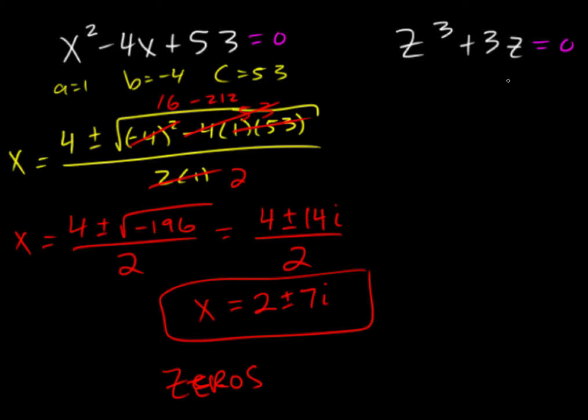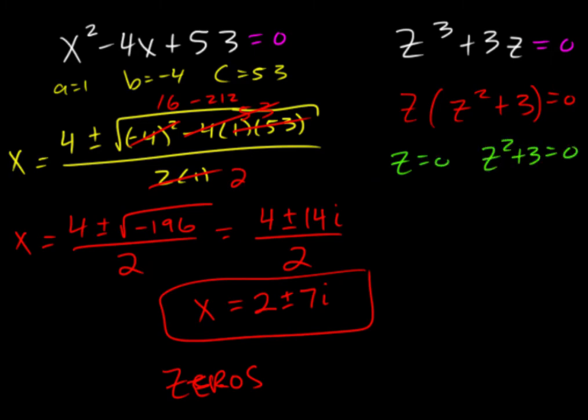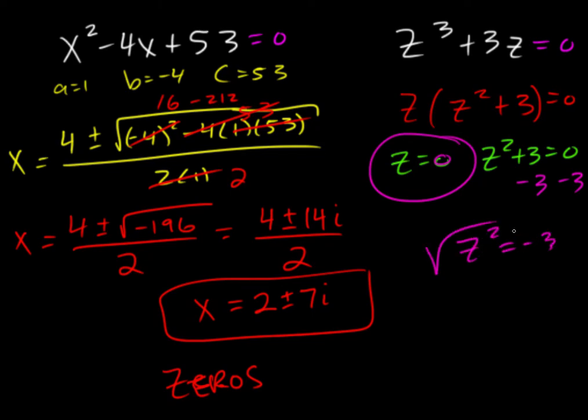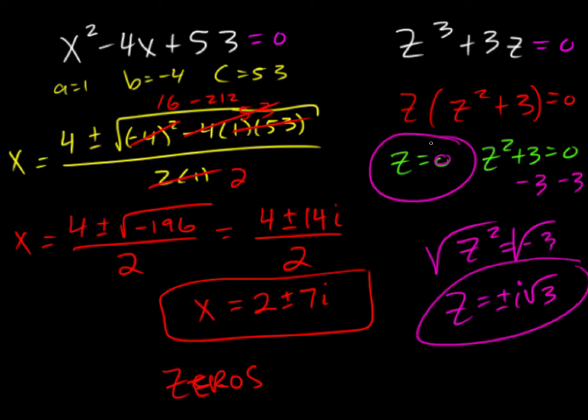Now over here, the best way to approach it is to factor out a z first. Then we're going to set each of those equal to 0. This one's already solved. And we're going to square root both sides, pull out the negative as an i, and then call it that. So the zeros are 0 plus or minus i square root of 3. Okay? All right.